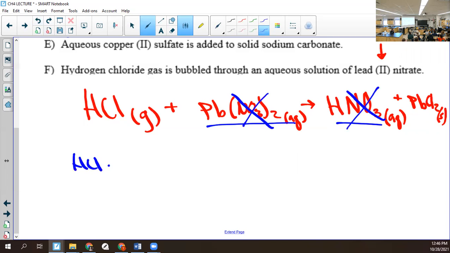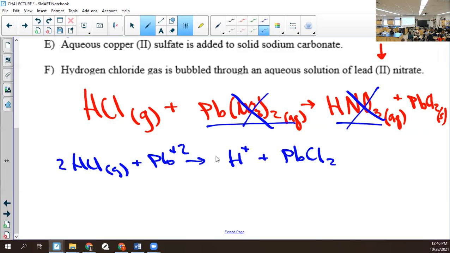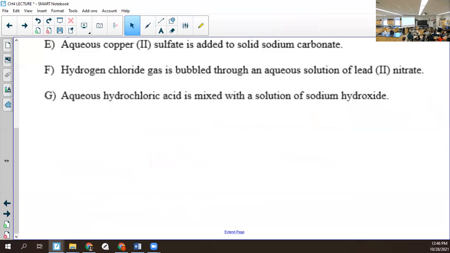So HCl gas plus Pb+2 goes to H+ plus PbCl2. So I better put a 2 here and a 2 here, right? To make them balanced. You don't have to put a salt there, but I'm going to just because I want to. Awesome. I think I'm down to one letter left, right? They have in common. Cut them. Yep. Oh, I have more. I thought I just had one.